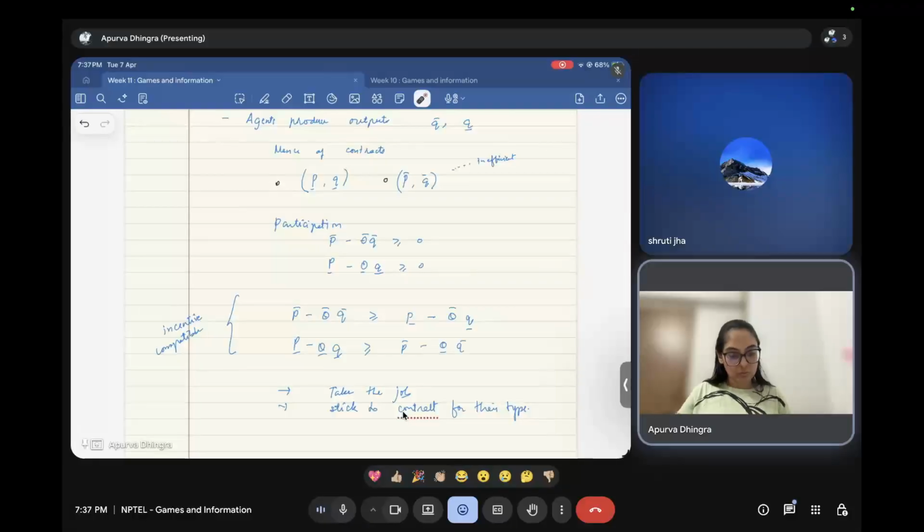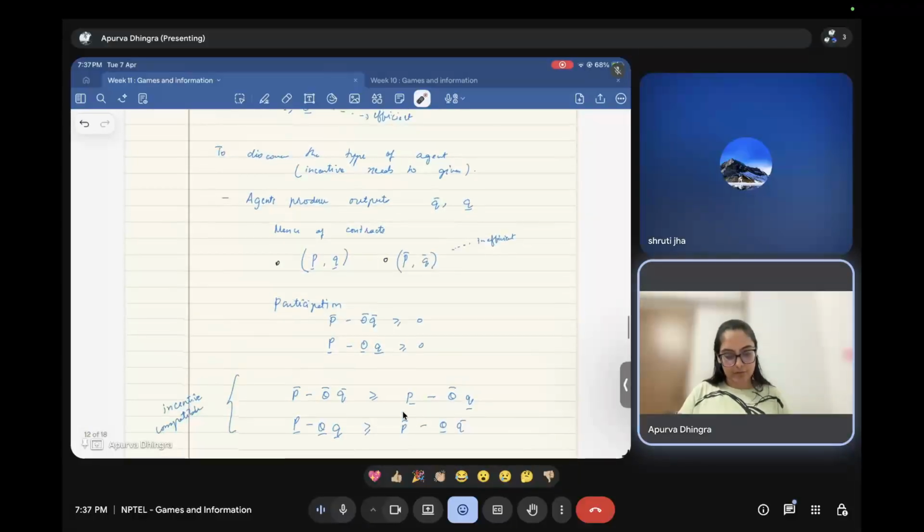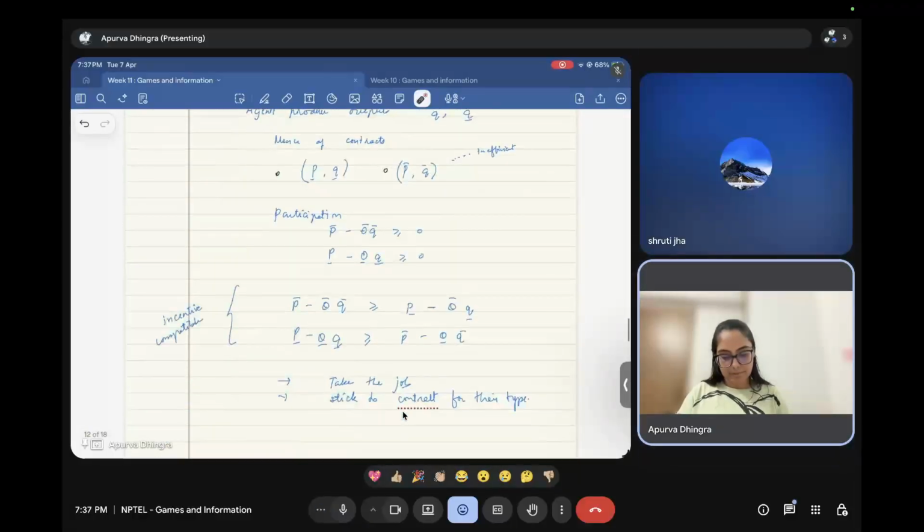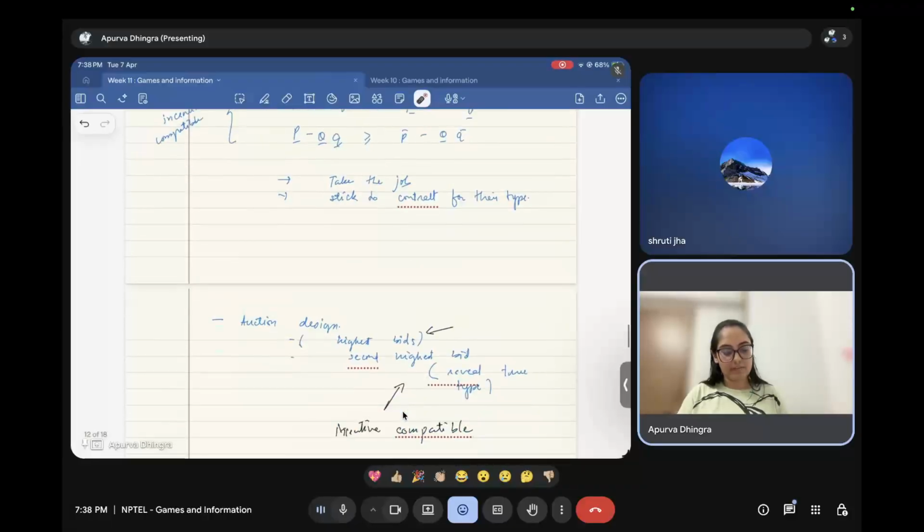So to do that, this idea was applied: make the agents reveal their type, in a way, indirectly. So in this example, they're revealing their bid without actually revealing the true value that they think the item is worth.